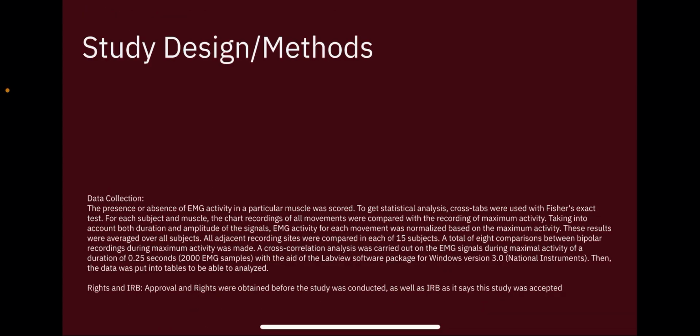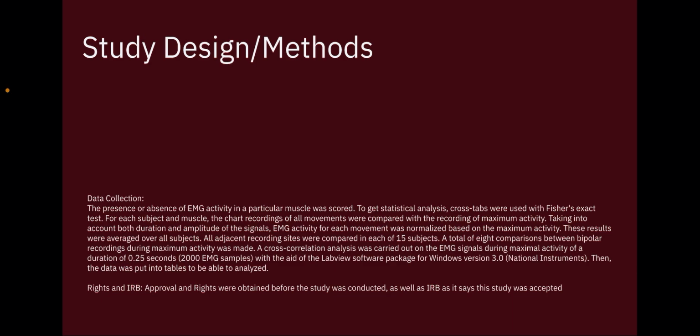Then for data collection, the presence or absence of the EMG activity in the particular muscle was scored. Specifically, statistical analysis, crosstabs were used with the Fisher exact test. The chart readings of all movements were compared with the reading of maximum activity. Taking into account both duration and amplitude of the signals, EMG activity for each movement was normalized based on maximum activity. These results were averaged over all subjects. All adjacent recording sites were compared in each of the 15 subjects.